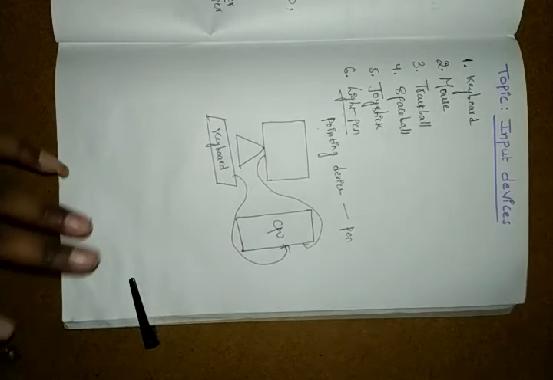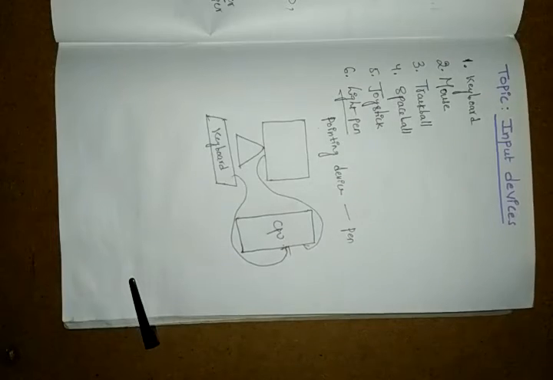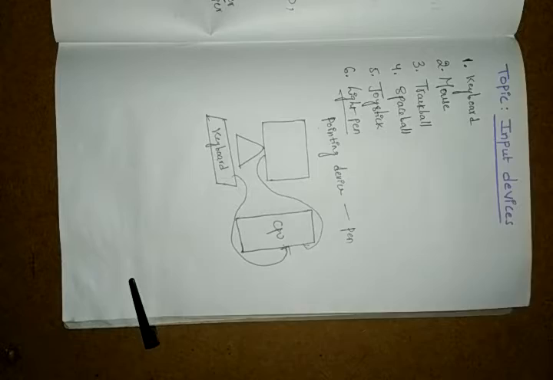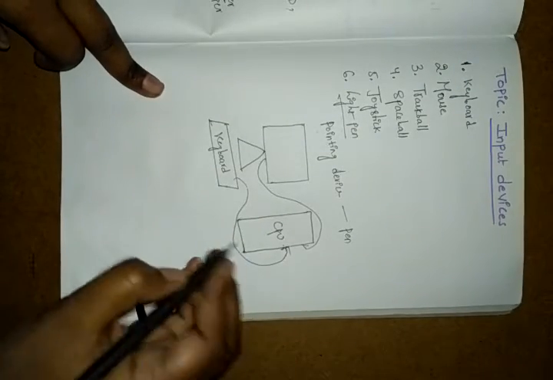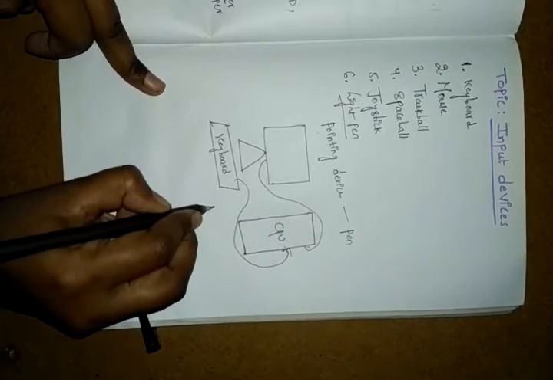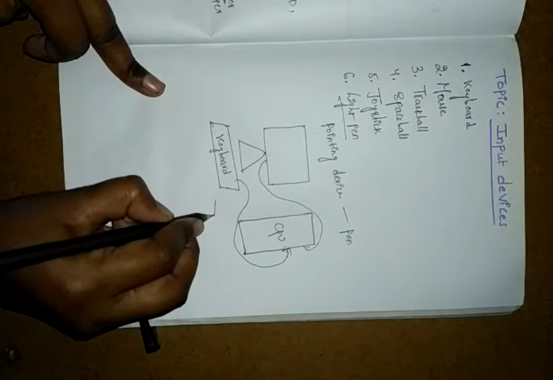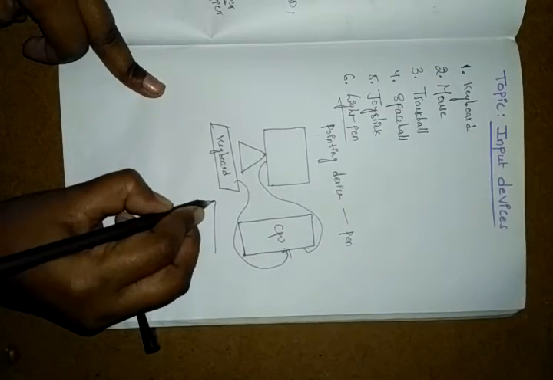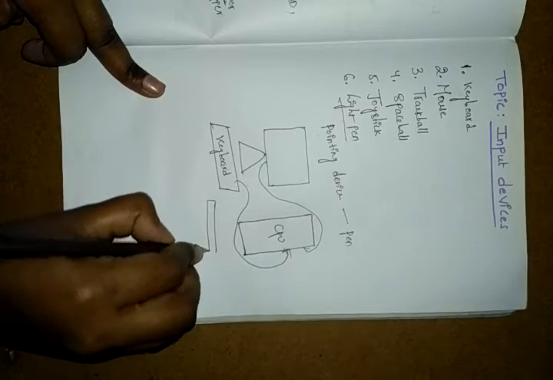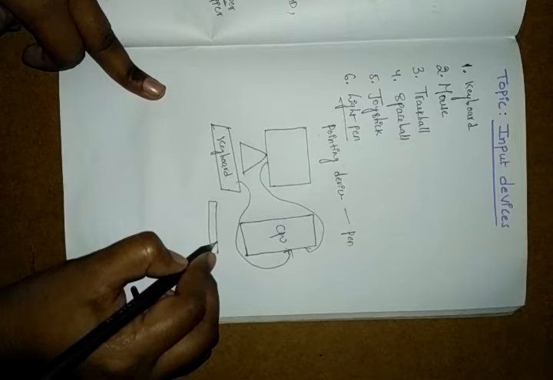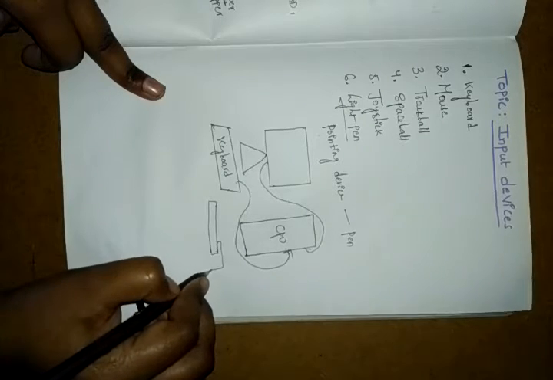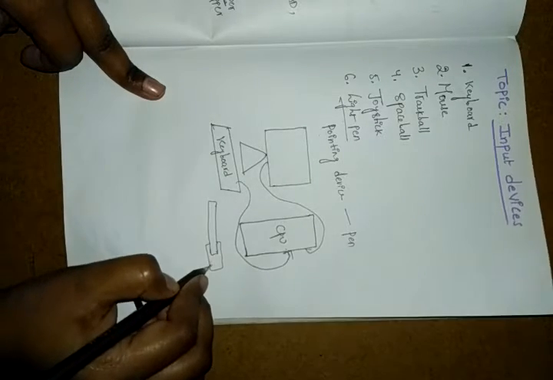But here I'm removing the mouse, and at present I'm using a light pen. Just here I'm using one pen. I'm taking one pen like a... I don't know how to draw. Just here I'm placing that one.